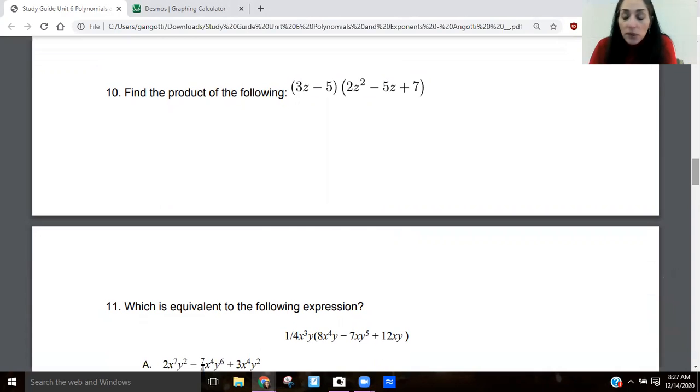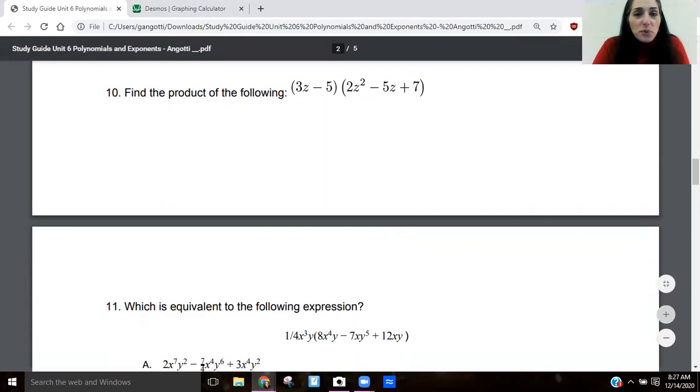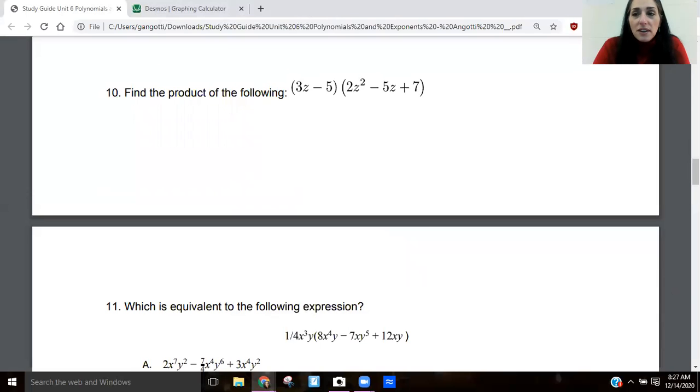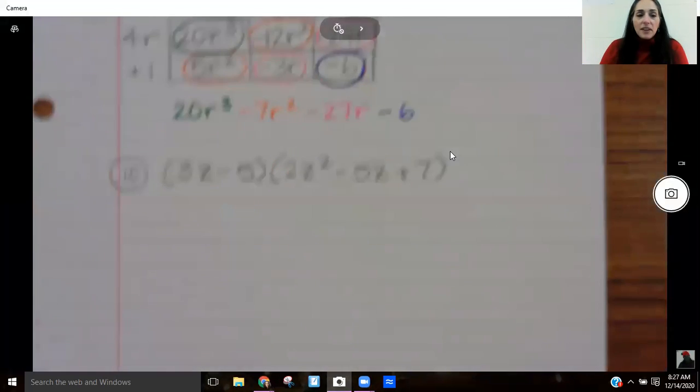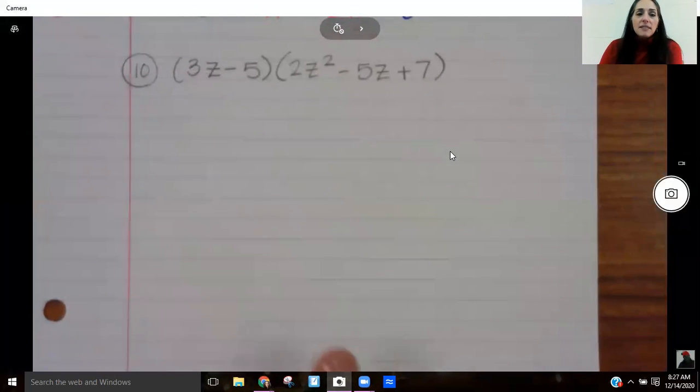I guess I'll do distributive property with this one just to show the variety of how you can work these out. I'm definitely a box method person, but I will do distributive property just to show that no matter how you do this, you'll be all right. You choose which way is easier for you. Okay, so here we go, number 10.